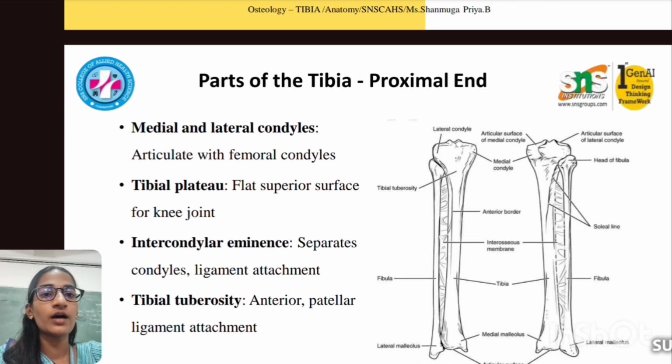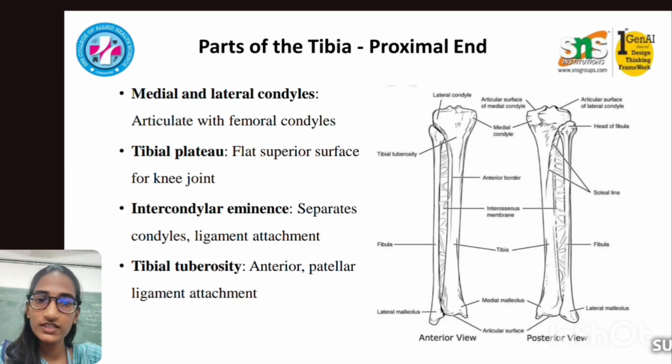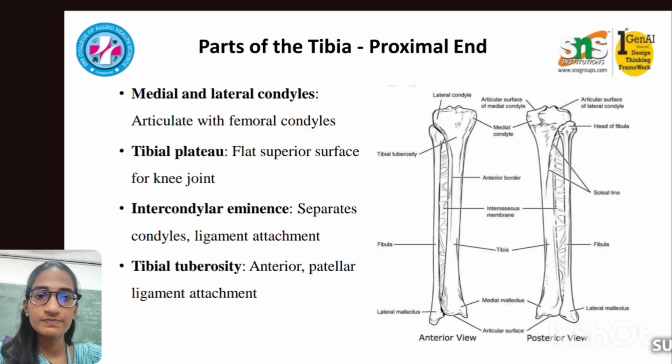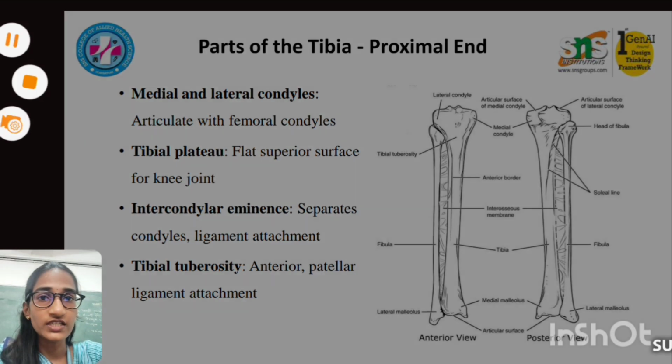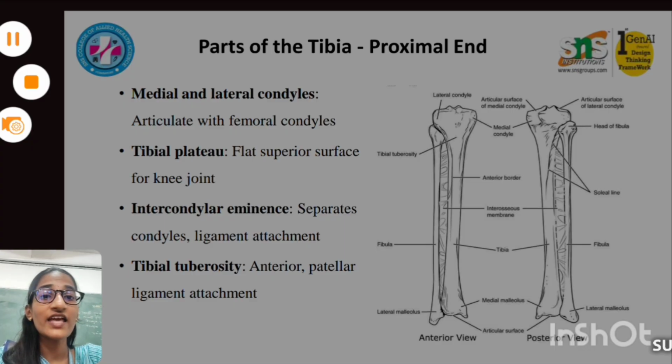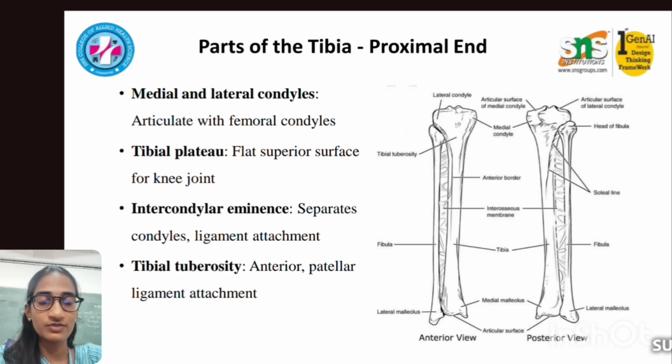And then about the parts of tibia, we have already said that it has three main parts, which include proximal end, distal end as well as the shaft. In the proximal end, we have medial as well as lateral condyles, which articulate with the femur condyles. And also we have the tibial plateau, which is the flat superior surface for the knee joint, and the intercondylar eminence, which separates the condyles and is a ligament attachment. Tibial tuberosity is the anterior patellar ligament attachment.